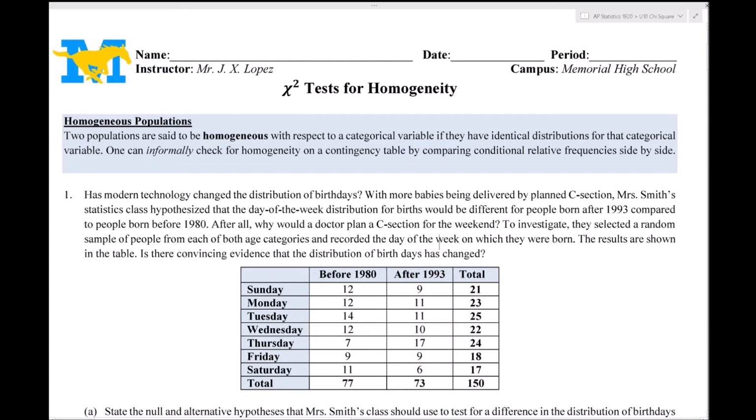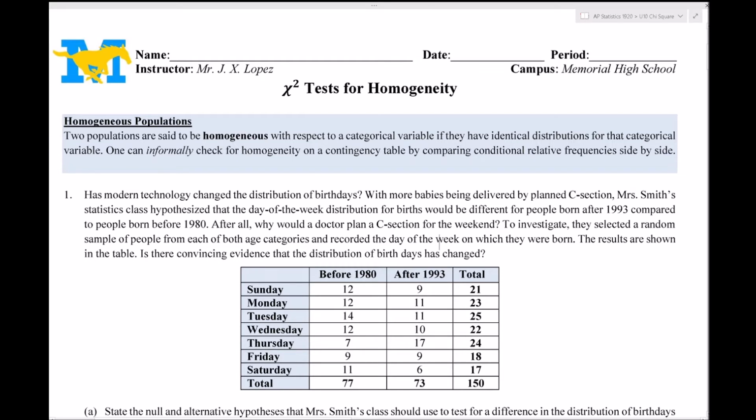Number 1 starts with a question. Has modern technology changed the distribution of birthdays? So the distribution of birthdays is going to be compared for 2 different time periods. It continues with more babies being delivered by planned C-section. Mrs. Smith's statistics class hypothesized that the day of the week distribution for births would be different for people born after 1993 compared to people born before 1980.